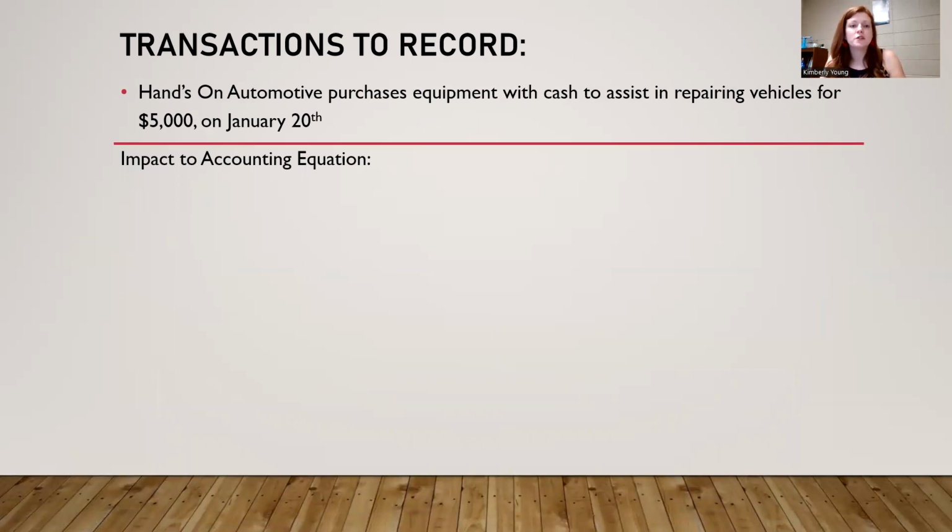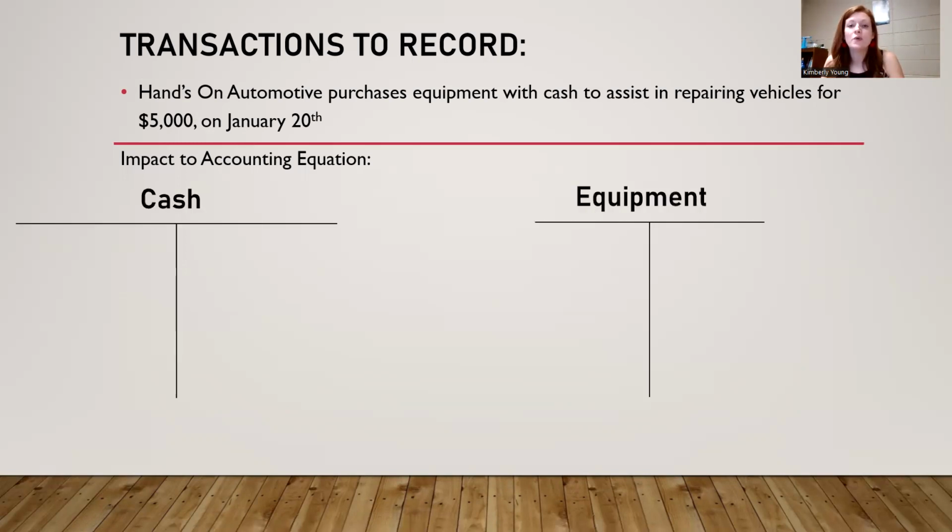Okay, now we're at January 20th, my daughter's birthday. And they purchased equipment with cash to assist in repairing vehicles for $5,000. So a piece of equipment, what kind of account is that? That is an asset. They purchased it with cash. So we're going to see cash and equipment both affected, both are assets. So we are going to see a credit to cash because we are decreasing cash and a debit to equipment.